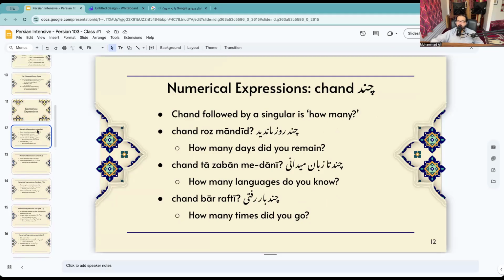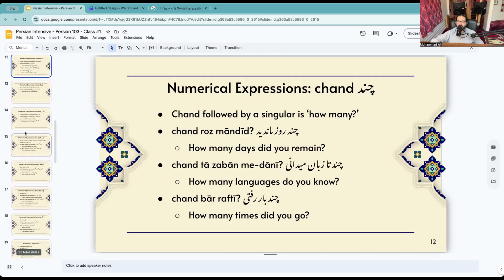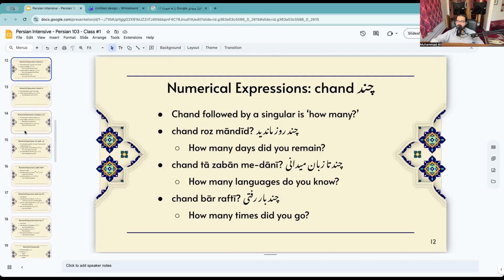So chand ruz means how many days. You can ignore the verb for now. Like someone says, we're going to, I don't know, Boston. How many days will you be there? Chand ruz. But specifically singular. If you say chand ruz ha, then it's not a question how many anymore. It's something else. You could be saying something different, but it's not a question. It needs a singular. Now, in this example, how many days did you remain?